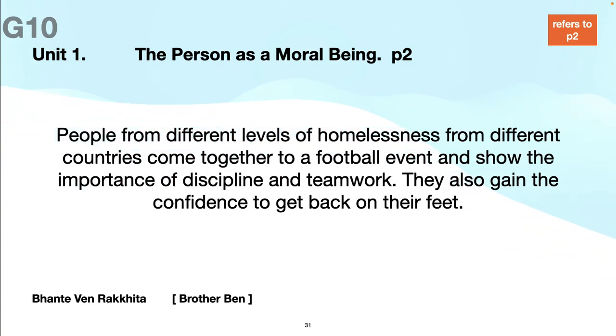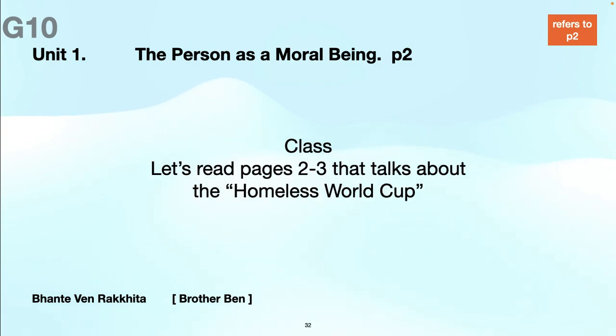Here are some ideas. People from different levels of homelessness from different countries come together to a football event and show the importance of discipline, teamwork. They also gain the confidence to get back on their feet. Class, let's read pages 2 and 3 that talks about the Homeless World Cup.